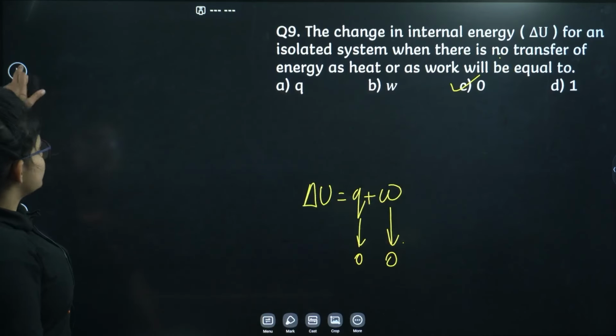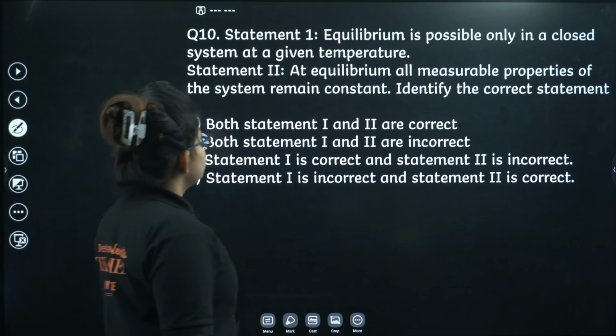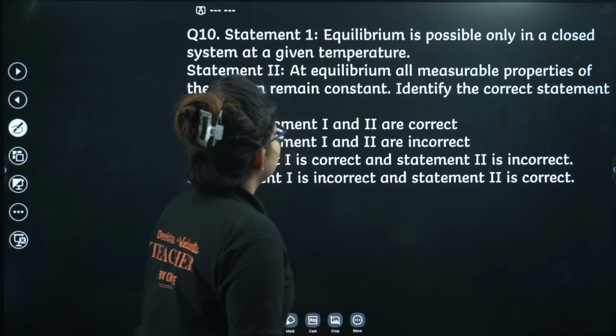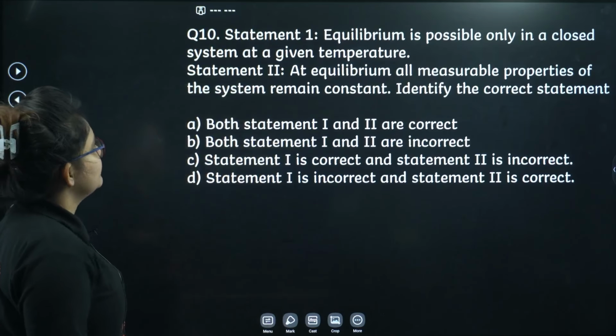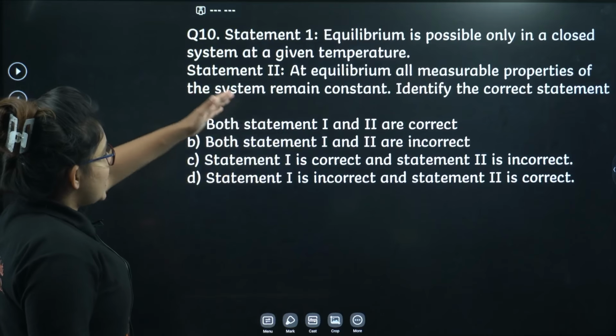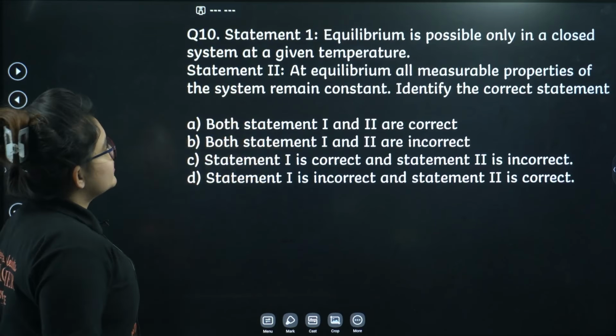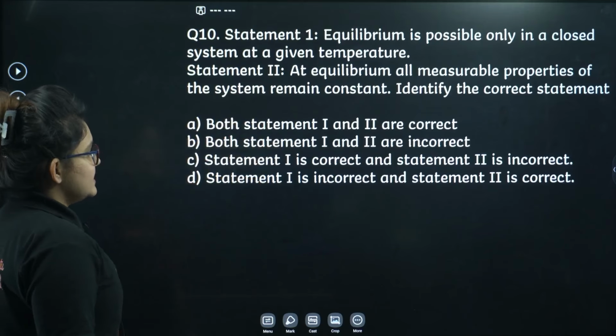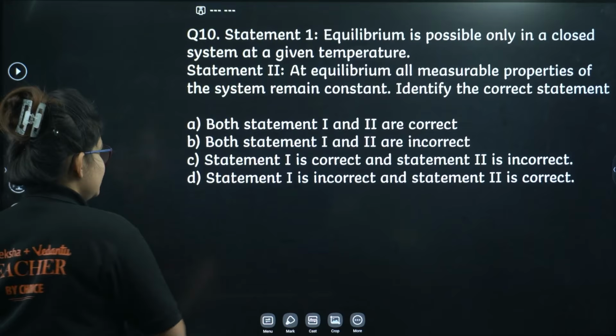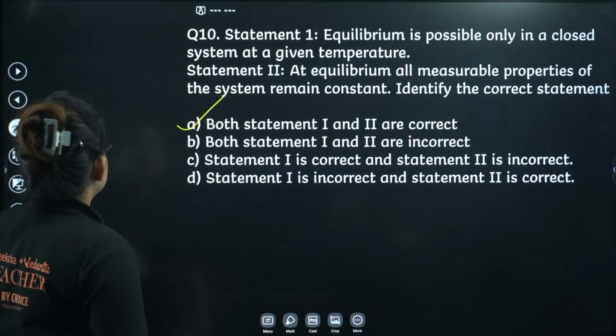Right? Let's proceed. Here you can see statement 1: equilibrium is possible only in a closed system at a given temperature. That's true. Statement 2: at equilibrium, all measurable properties of the system remain constant. Identify the correct statement. So definitely 1 and 2 both are going to be correct.